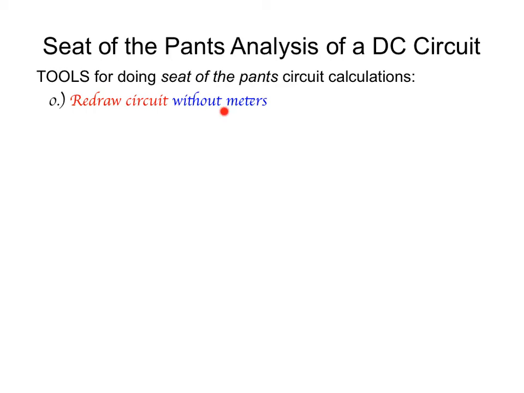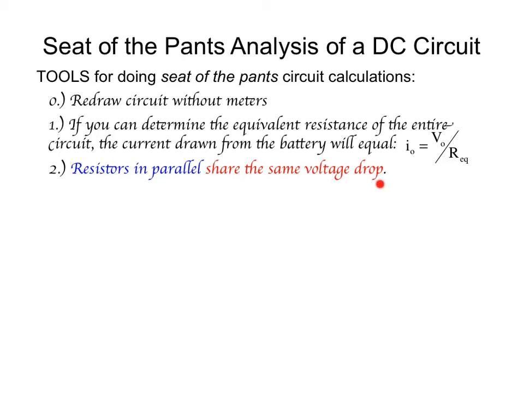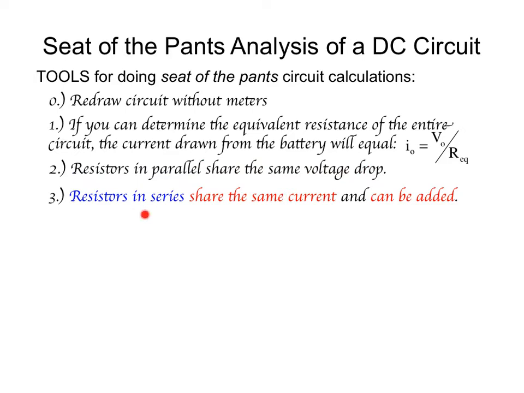To begin with, any kind of meters in the circuit, ammeters, voltmeters, they're only there to identify places in the circuit of interest. They're not needed for the actual analysis. Therefore, you need to redraw the circuit without them to make the circuit less cluttered. If you can come up with the equivalent resistance for the entire circuit, the current drawn from the battery will equal the voltage associated with the battery, the terminal voltage, divided by that equivalent resistance. The voltage drop across resistors in parallel is the same. Resistors in series share the same current, and you can add them up to come up with a single resistor that will take the place of the whole crowd.